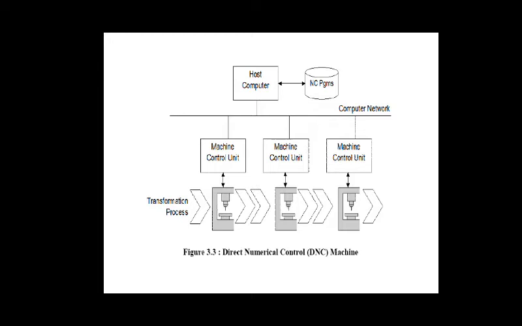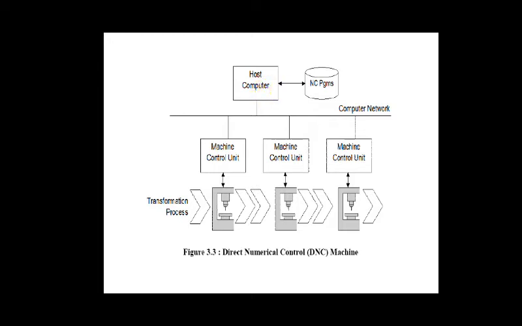So the first advantage is control of more than one NC machine. As you can see, from one place you can control many NC machines. And elimination of punched tape and tape reader, where in this system there is no use of a punched tape and tape reader. And it is convenient storage of NC part programs in computer files.